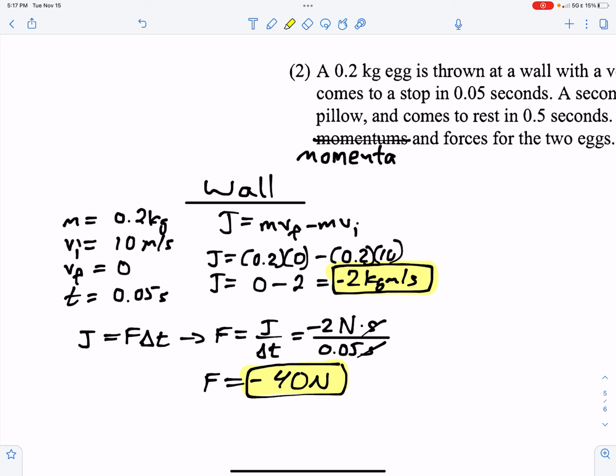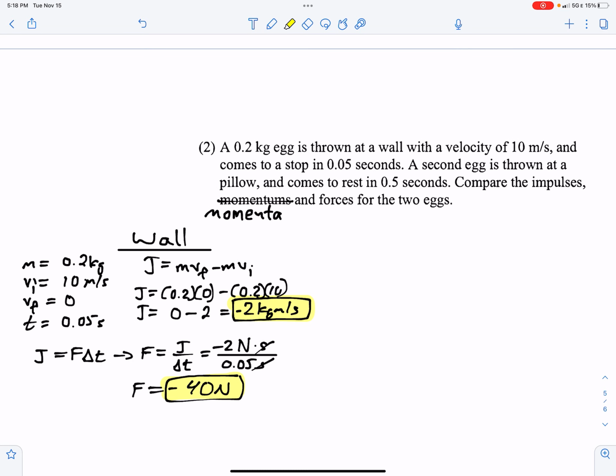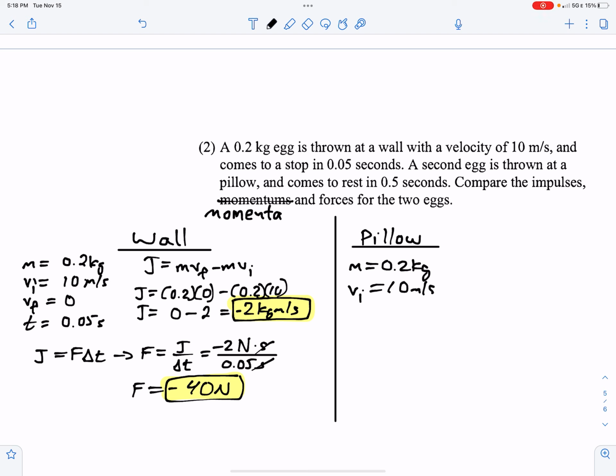Okay, let's take a look at the pillow. So for the pillow, we have the same mass, same egg. The initial velocity is still 10. The final velocity is still 0, still comes to rest. The difference is the time it takes is much longer.